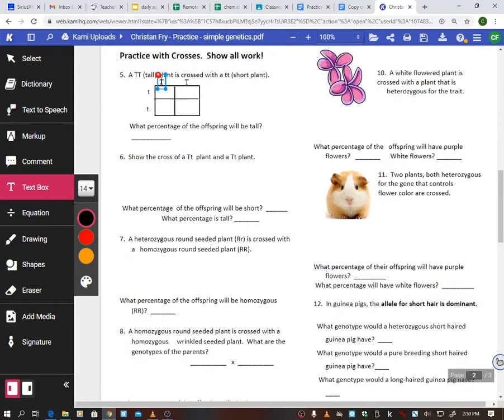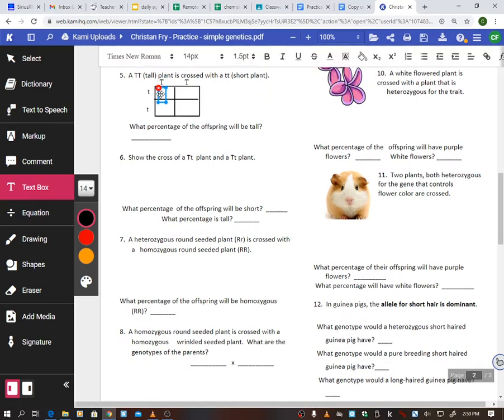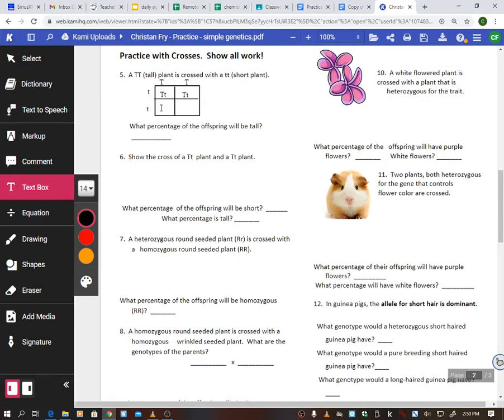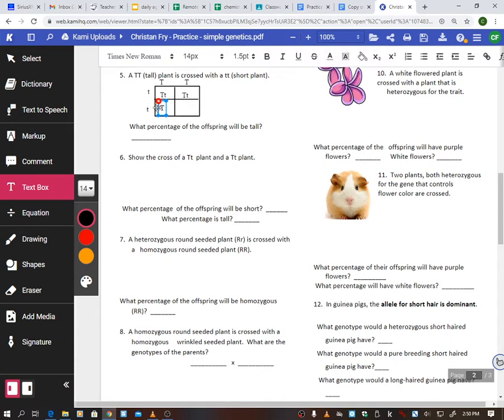So when I go to fill in this box, I will bring the top one down, that capital T, and I'll bring that lowercase across. Here in this second box, the top one, capital one down, the lowercase across. Same here. Capital T down, I'm going to bring that lowercase across. Capital T down, I'm going to bring that lowercase across.